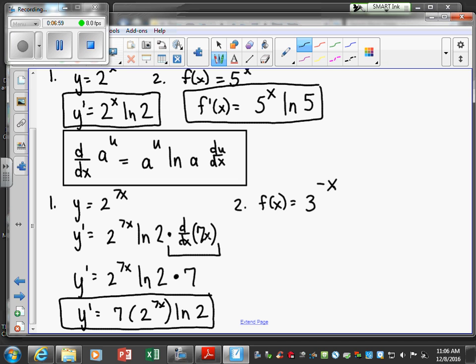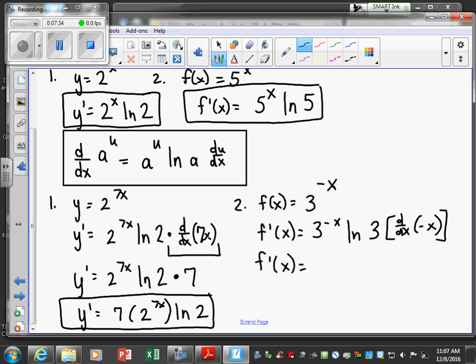All right, f prime of x over here is just going to be a to the u. So we write down our a to the u, and then we do natural log of a. Then we have to account for the derivative of our exponent. Okay, so we're going to calculate this. What is the derivative of negative x? Just negative 1. So this is negative 1. There's my negative 1, and I bring everything else down.